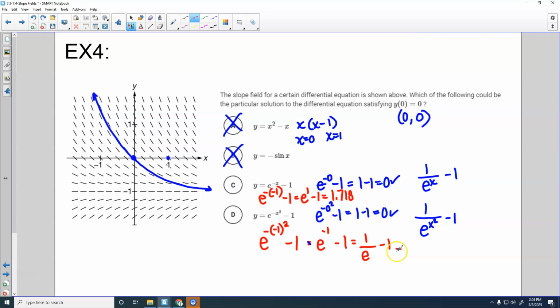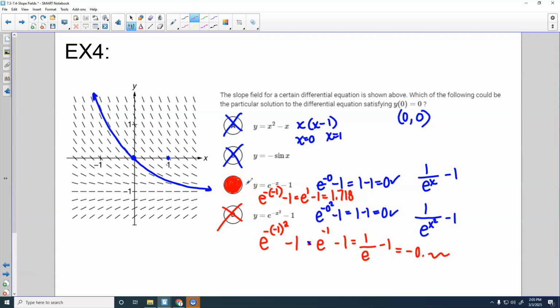So I'm going to get some negative decimal, like negative point something here. I'm not sure what, but a negative decimal of that. So at this point, negative 1, negative something is not happening for this solution. So that is what would finally rule out D, and then C would be our answer choice for this.